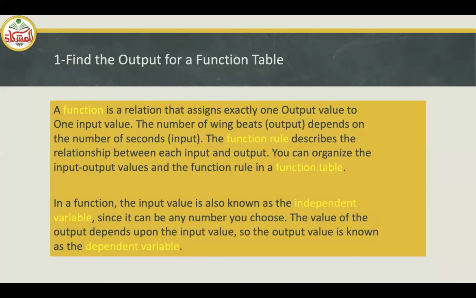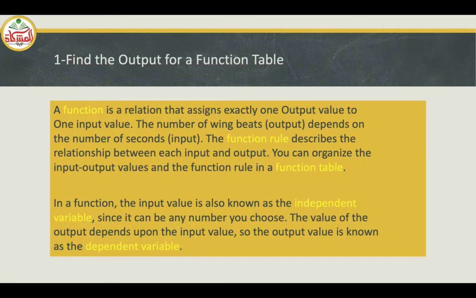1. Find the output for a function table. A function is a relation that assigns exactly one output value to one input value. The number of wing beats output depends on the number of seconds input. The function rule describes the relationship between each input and output. You can organize the input, output, values, and the function rule in a function table.